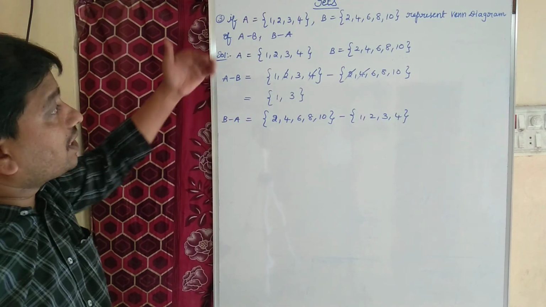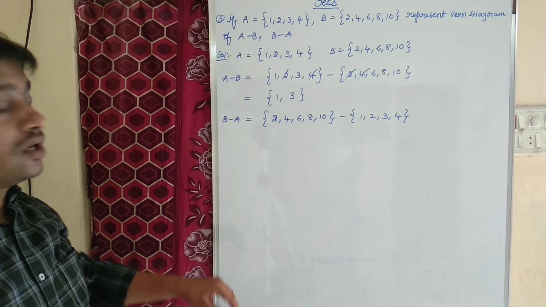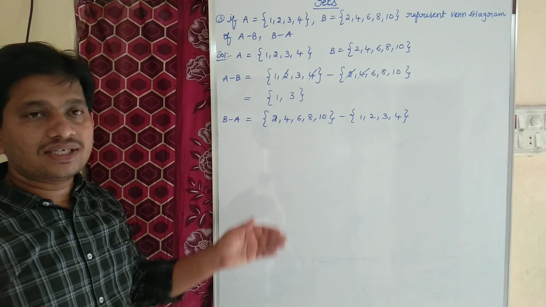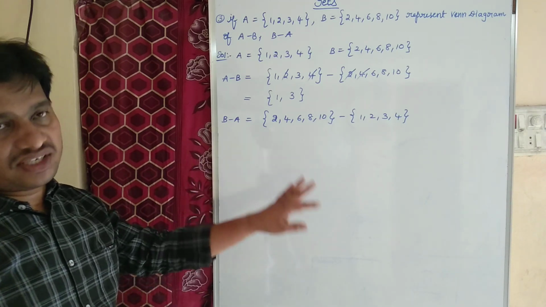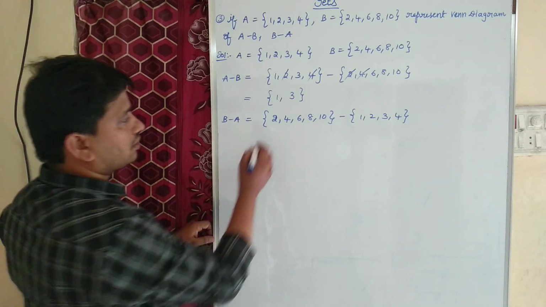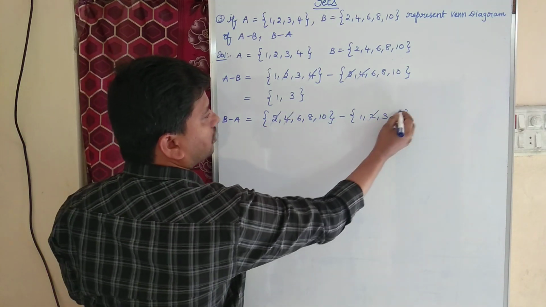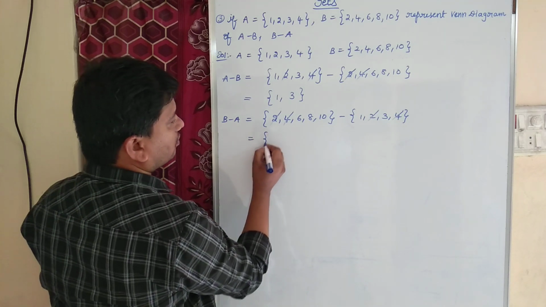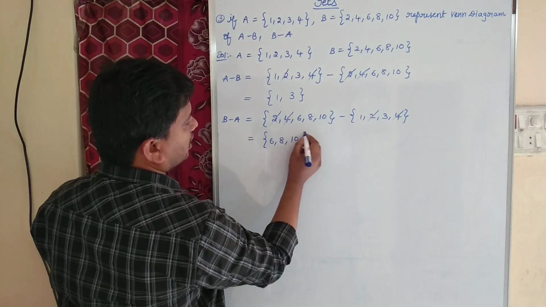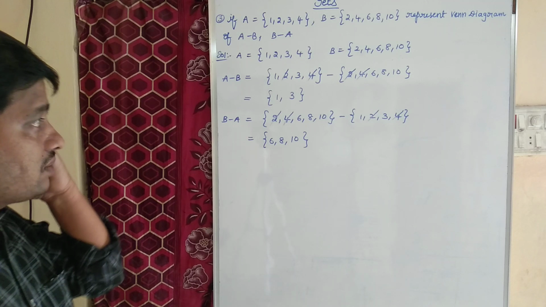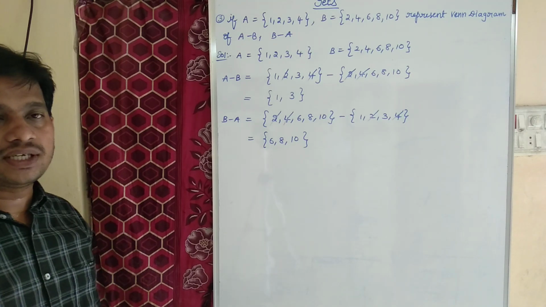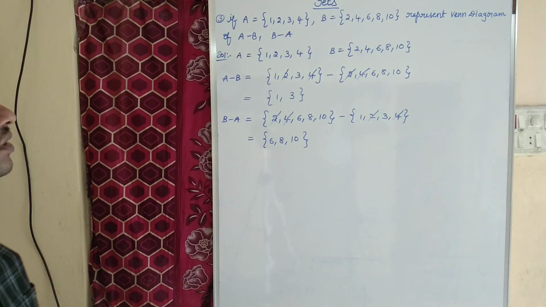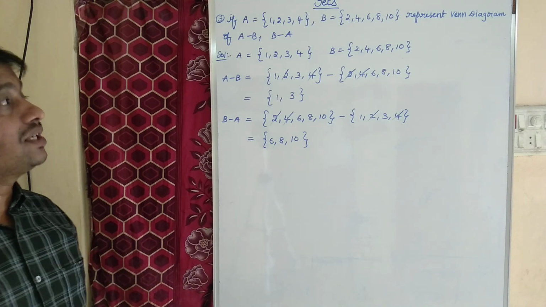Children, did you understand? If they ask B minus A, first we need to write the elements in set B minus the elements in set A. Again, 2 and 4 get cancelled. We have 6, 8, 10. Right? A minus B equal to 1, 3, B minus A equal to 6, 8, 10. But they are asking to represent it in a Venn diagram.